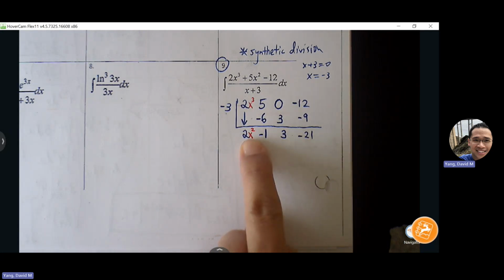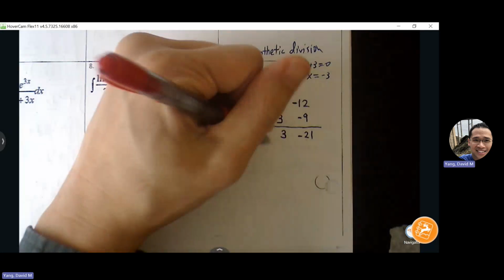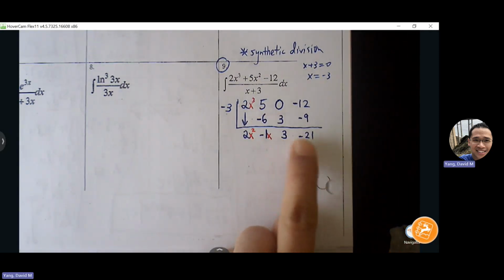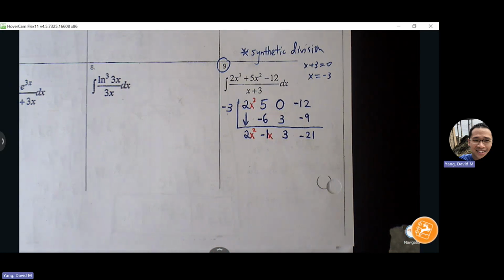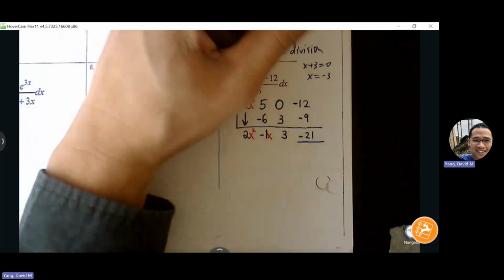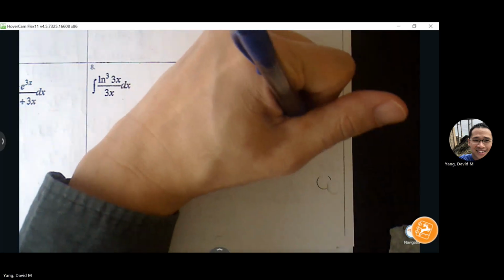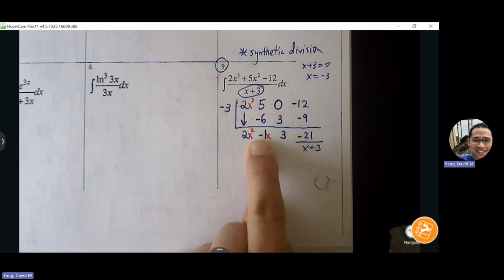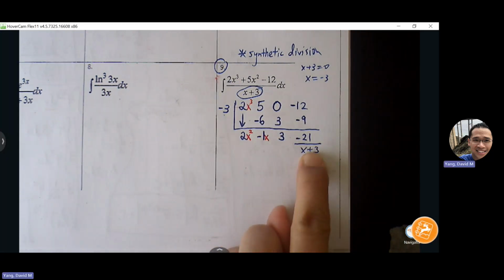So this is x squared. This is going to be x. This is the constant. And what's below the constant is the remainder. Remainder just tells us we can't go any further. To indicate what the remainder is, you're going to have a divide by your divisor. Okay. So degree 2, degree 1, constant, remainder.